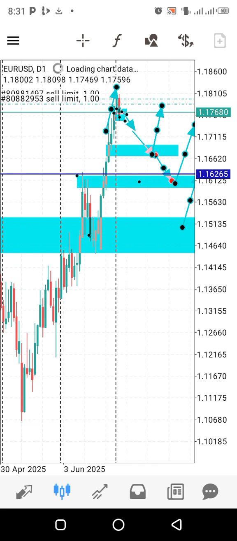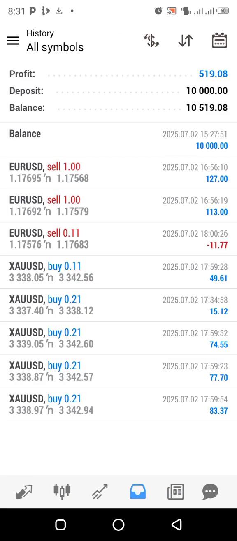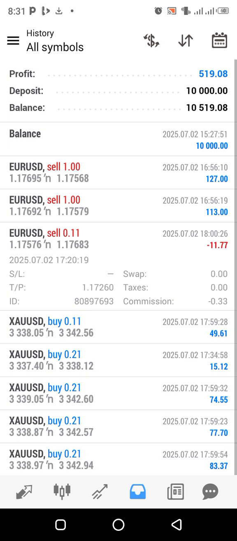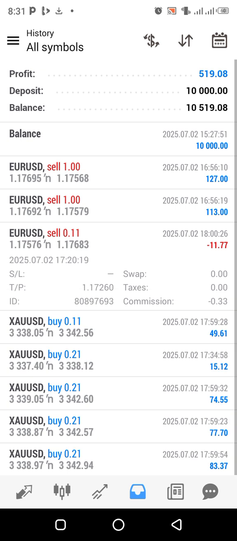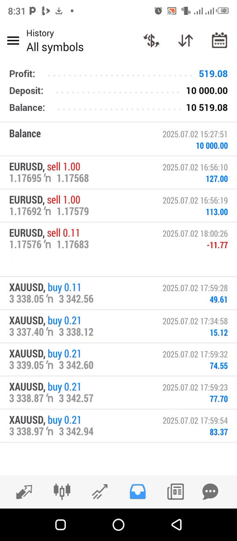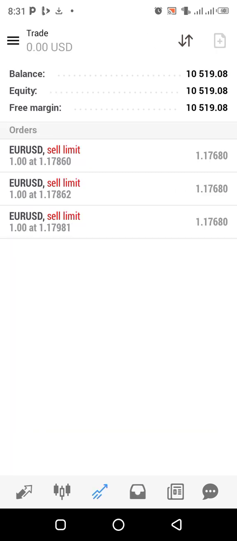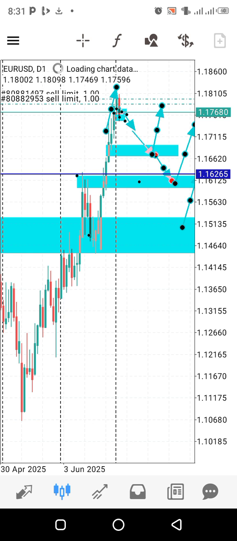But as per now, I just took my shorts. This short right here, I saw that price wasn't coming into my direction, so I just closed it. This one of $11 loss, I just closed it because I saw price wasn't going to come towards my direction. But yeah, that's it, guys. That's my analysis on EurUsd per now.